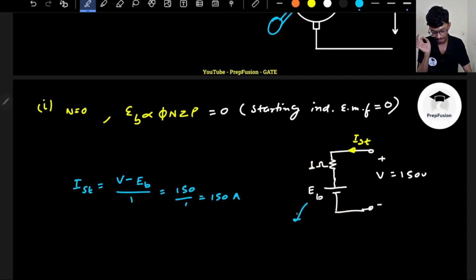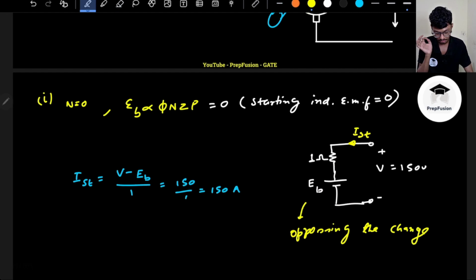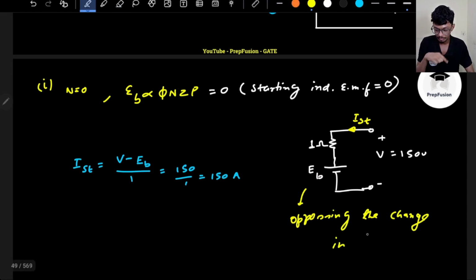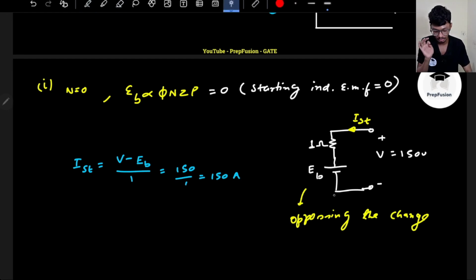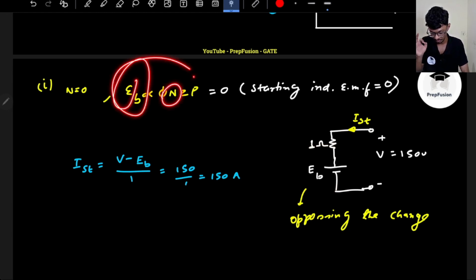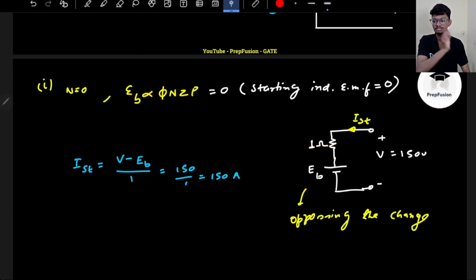Why is it called a back EMF? Because this is opposing the change, right? Opposing the change in magnetic field. Because a current instantly is flowing, opposing the change, right? That's why it is called back EMF, because this EMF is opposing the change. Slowly this EMF will increase and current will reduce, right? Because motor is rotating. If it is rotating, induced EMF will be there. Higher the speed, higher the induced EMF, because it is directly proportional to the speed. Induced EMF is directly proportional to the speed.